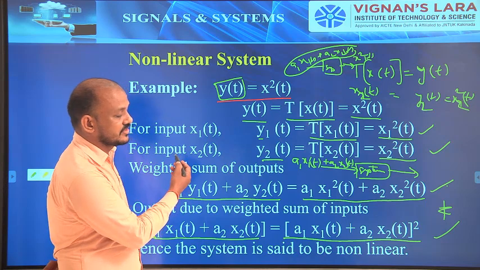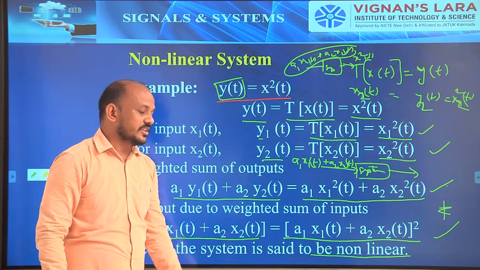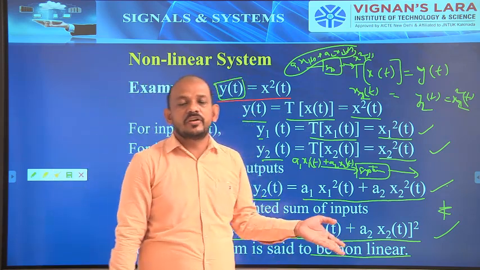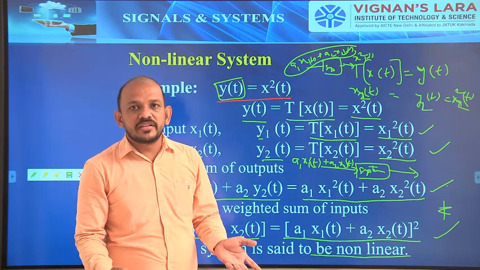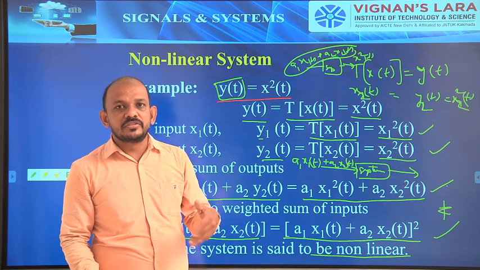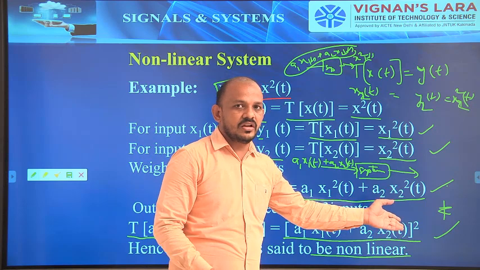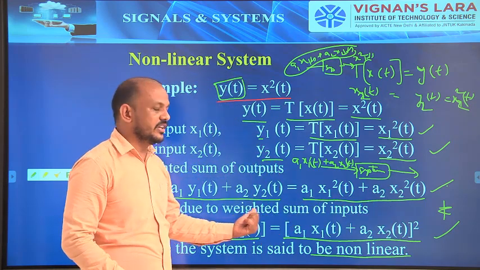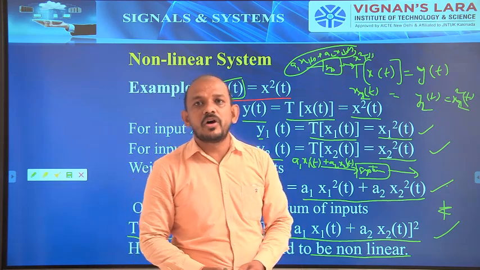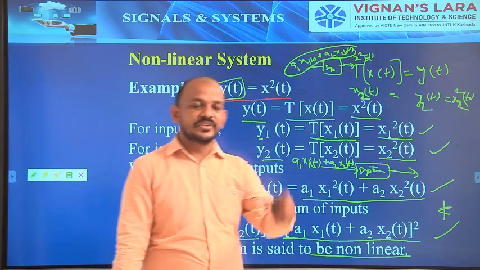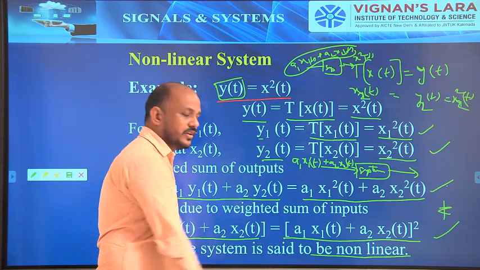Hence we can say this system is non-linear. The system is said to be non-linear as it does not follow the principle of homogeneity and superposition. If it obeyed the principle of homogeneity and superposition, these two would be the same. Here the two values are different, so the output due to the weighted sum of inputs is not the same as the weighted sum of outputs. That is, it is not obeying the principle of homogeneity and superposition. Hence we can say that this system is a non-linear system.